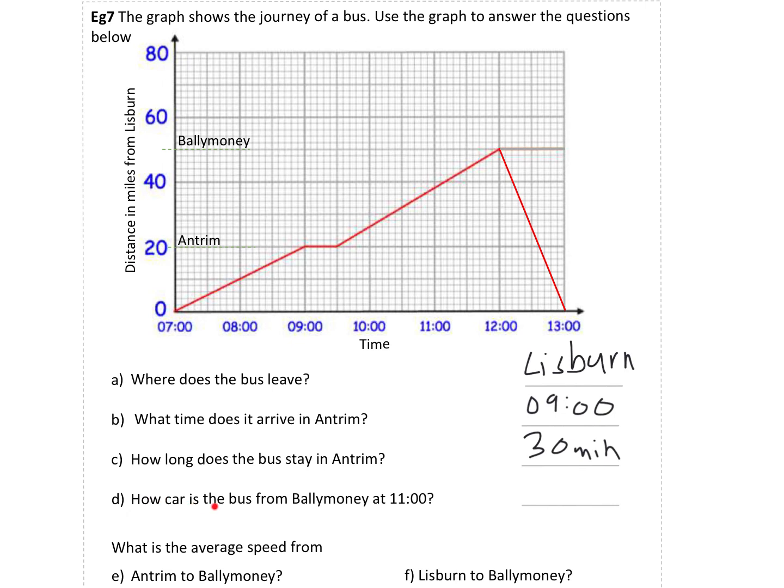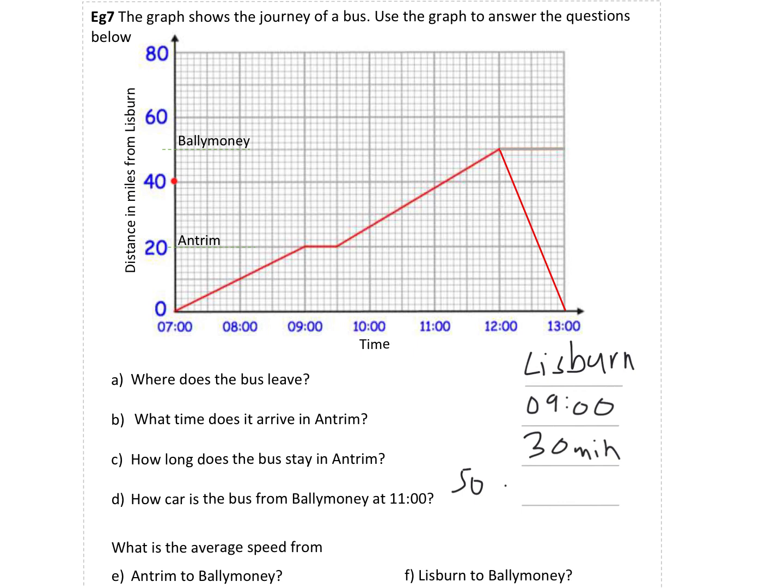How far is the bus from Ballymoney at 11 o'clock? So 11 o'clock, we go up and we see the distance here. How far is it from Ballymoney? Ballymoney is 50 miles from Lisburn. So 50 miles is how far Ballymoney is away. But where is it at 11? Go back to that. It's just 1 square below 40. What's each square worth? Well, it goes from 20 to 40. 10 squares, that is. So 10 squares is worth 20. So 1 square will be worth 2.